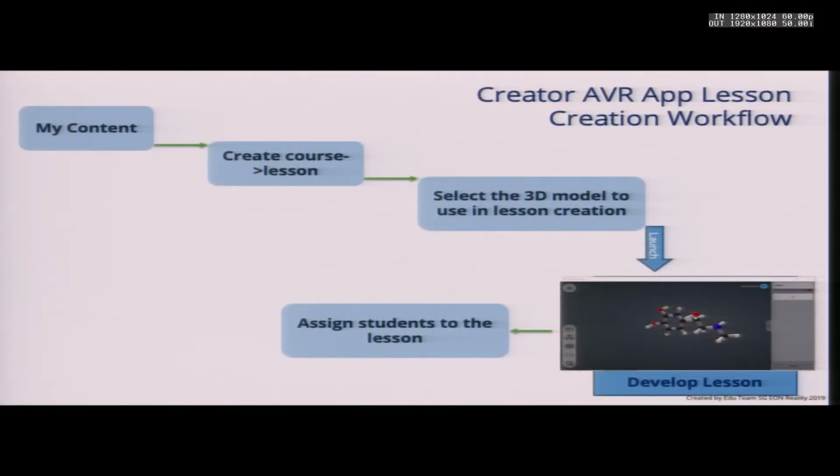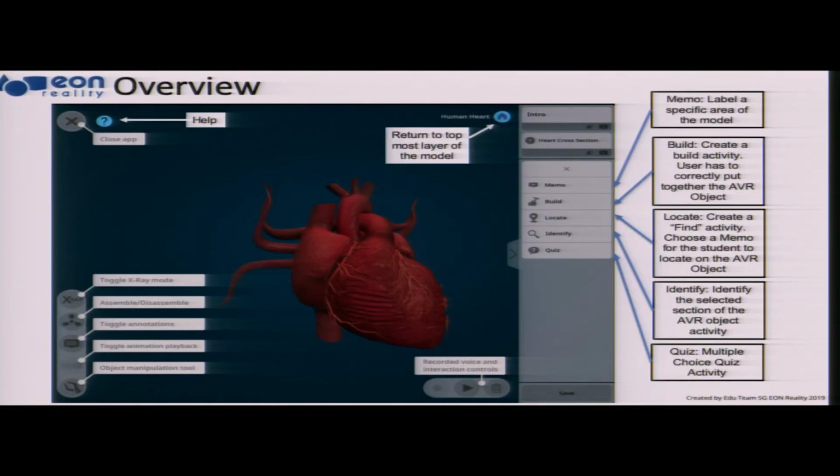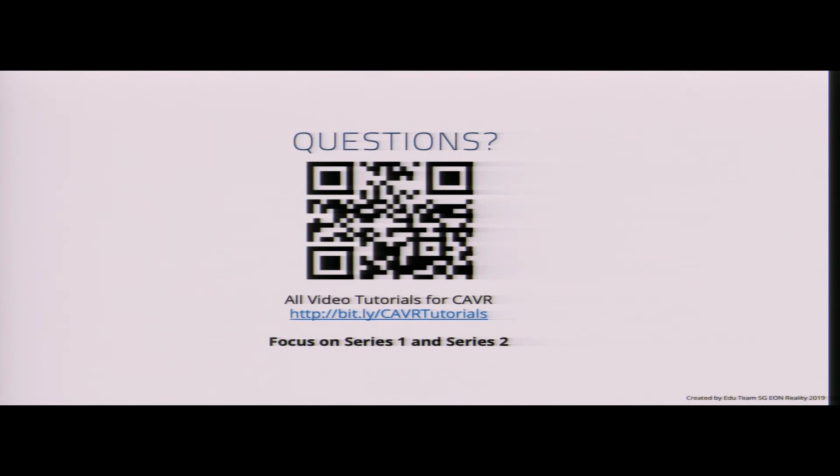So just to repeat again, there's two ways for you to create: either by going through the course, or the second way, via the assets, to create a standalone lesson, okay? These are all the different parts. This is the link that I would like you to take for the tutorials. You can either scan the QR code or just type this link.